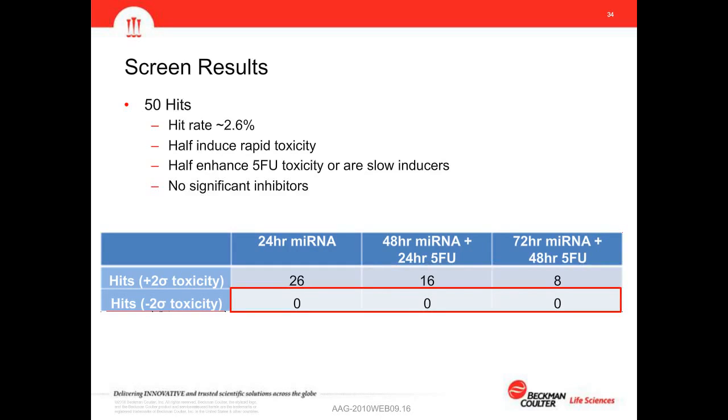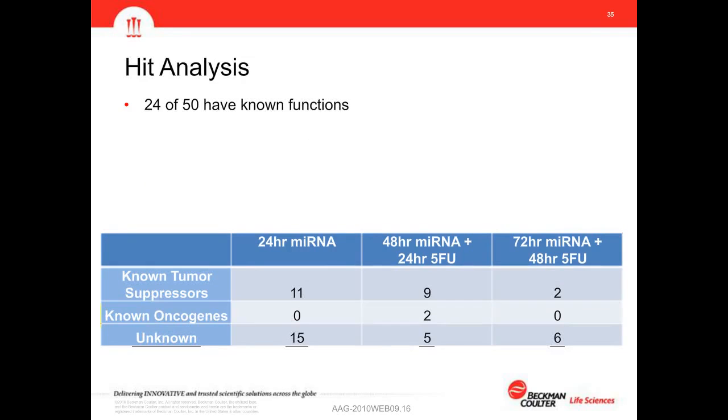But what's also noteworthy is that we did not find any significant inhibitors of toxicity, and that's not really unexpected when we saw that, again, we would have to be achieving below, for example, 2% toxicity at the 48-hour time point. So possibly just as a result of our stringent conditions, we did not find any microRNAs that seem to inhibit 5-fluorouracil-induced toxicity.